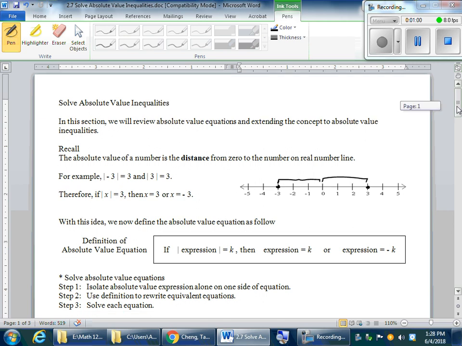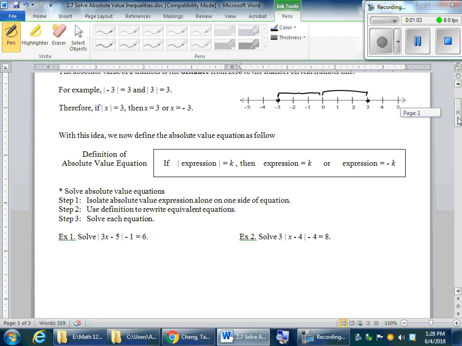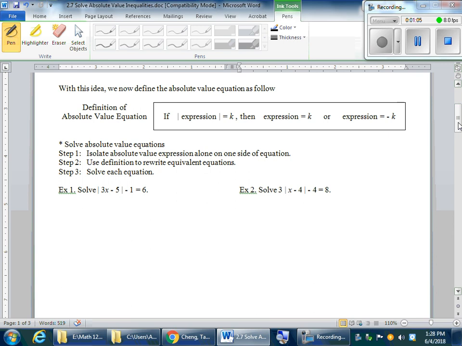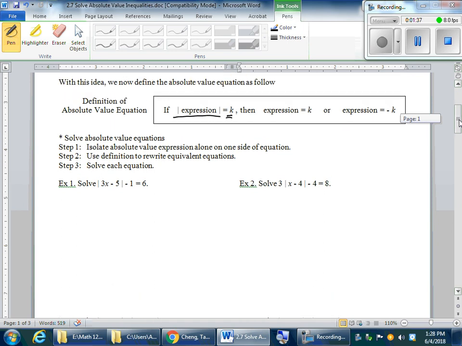So it is very important that you apply the definitions of absolute value correctly. So for absolute value equations, the key thing is first you need to isolate the absolute value by itself on one side and a number on the other side. Then you can write equivalent expressions saying that the expression inside the absolute value is equal to k, or the expression inside the absolute value is equal to -k. So let's take a look at the first example, right?